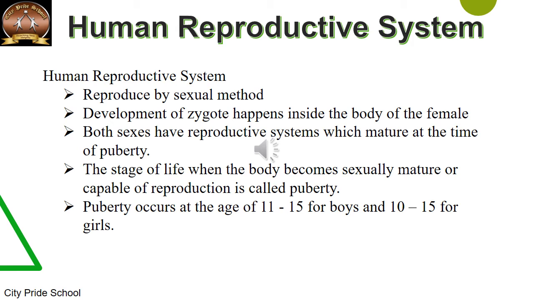Okay. Then the stage of life when the body becomes sexually mature or capable of reproduction is called puberty. So that definition you need to know. And this puberty occurs at the age of around 11 to 15 in boys, whereas 10 to 15 for girls. Okay, so that's the age group.